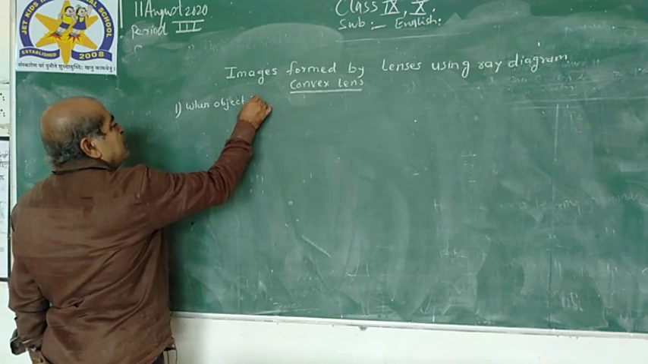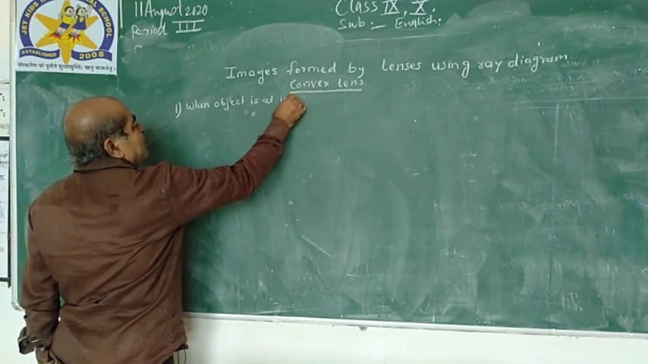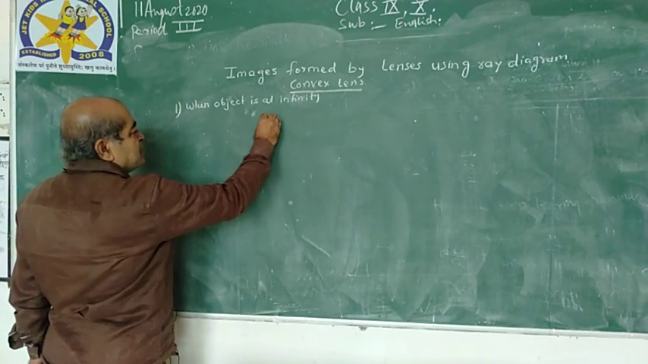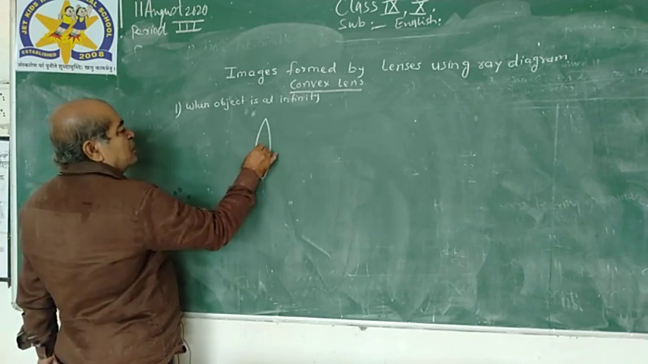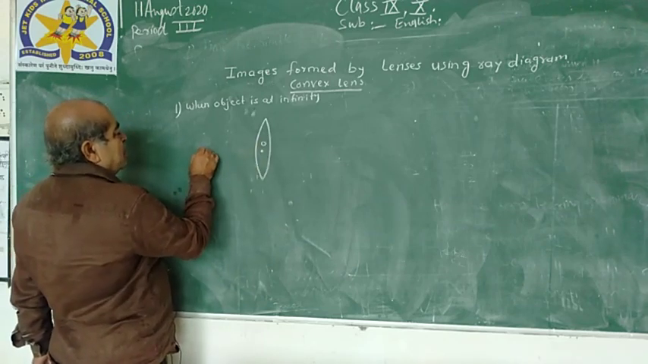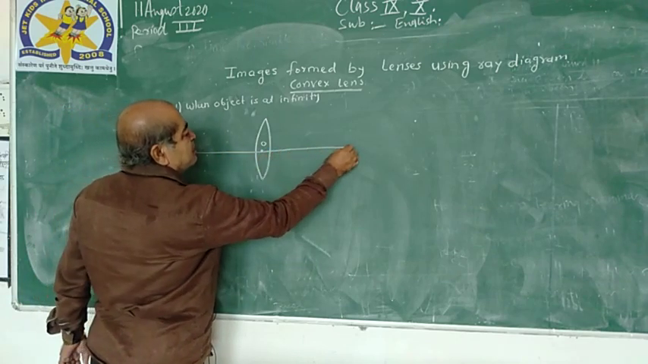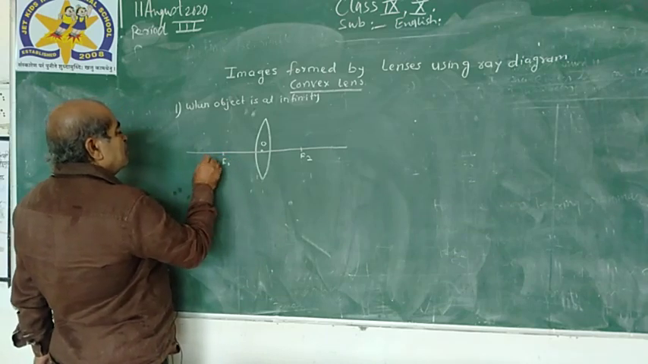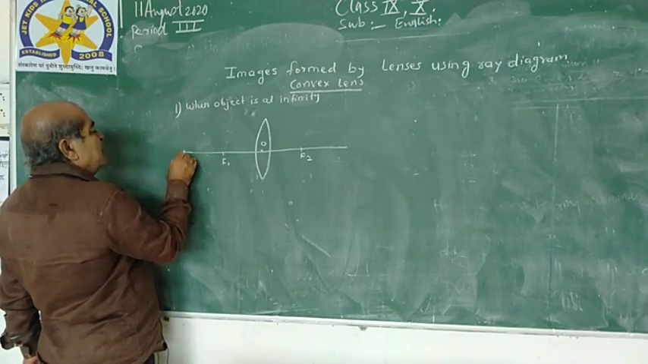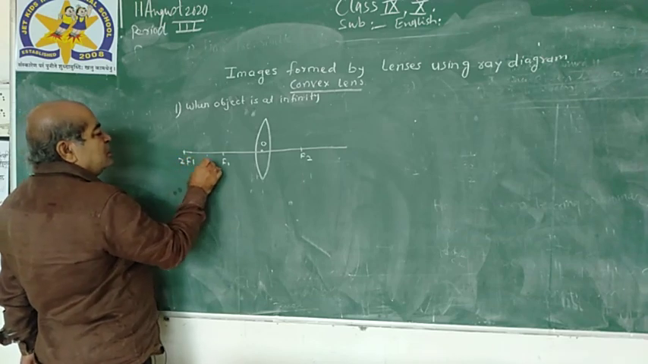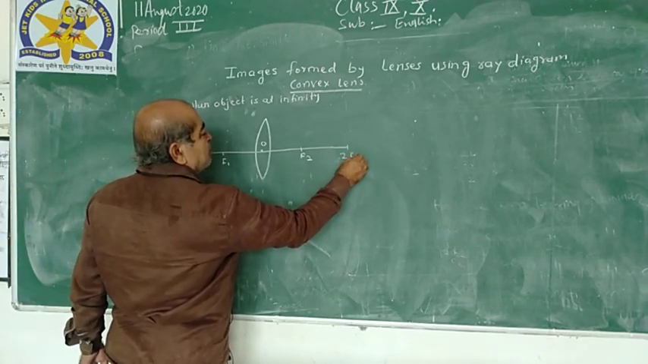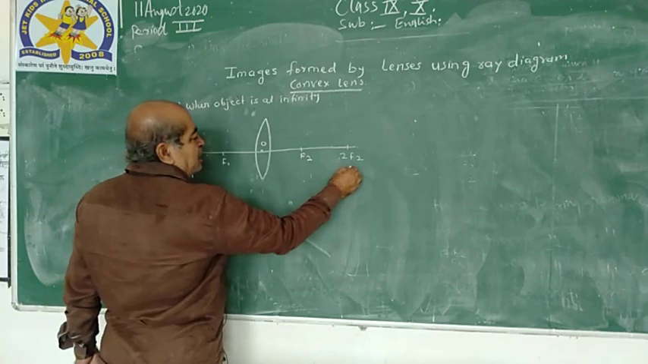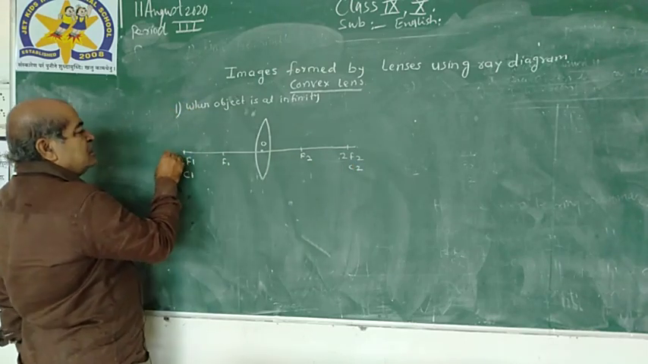When the object is at infinity, again this is the convex lens. O is the optic center. This is the principal axis. F1, F2 are principal focus, and then C1 and C2. These are the radius of curvatures. So C1 is equal to twice F1 and C2 is equal to twice F2.